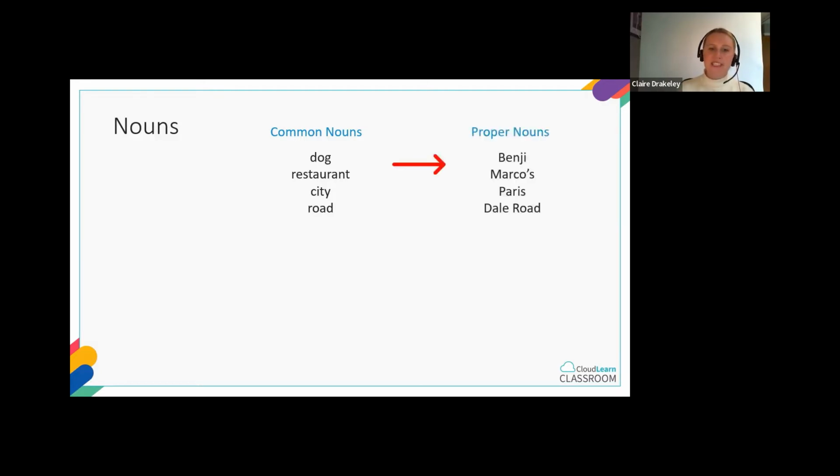Proper nouns, these are arguably the easiest to spot as they begin with capital letters. These are the names given to particular places, people, or things. Your names are all proper nouns, as are the names of the towns you live in. That's why they have capital letters.